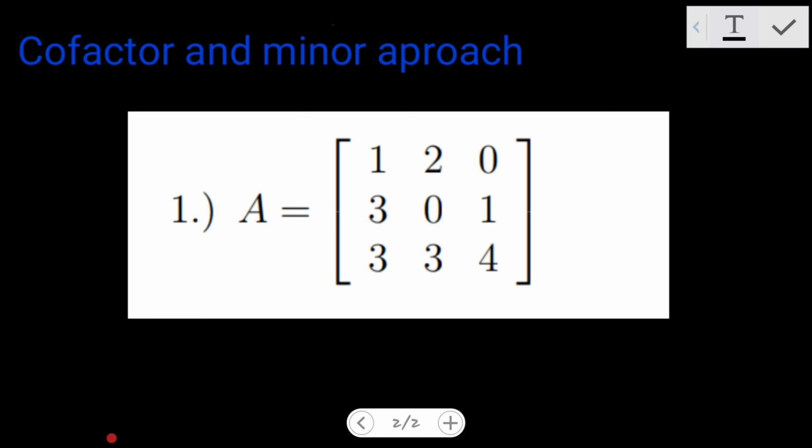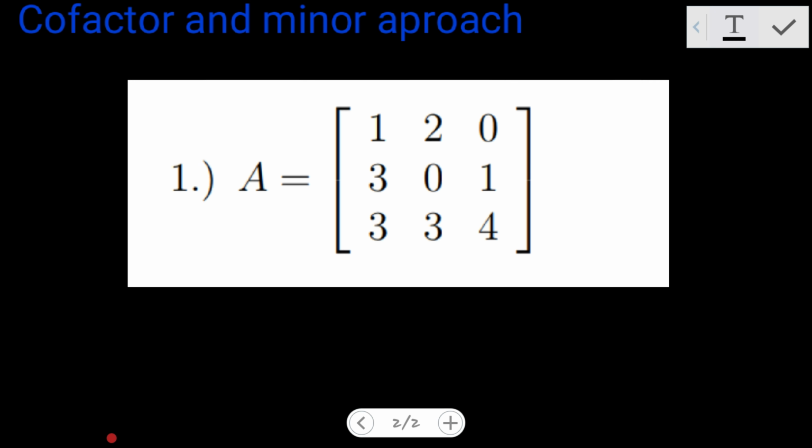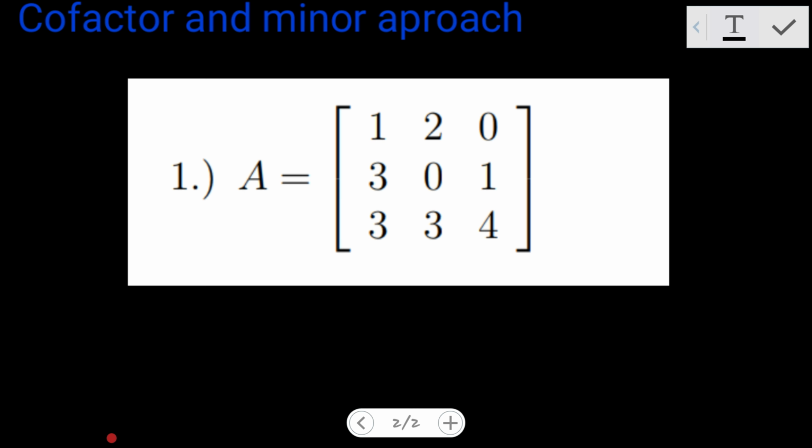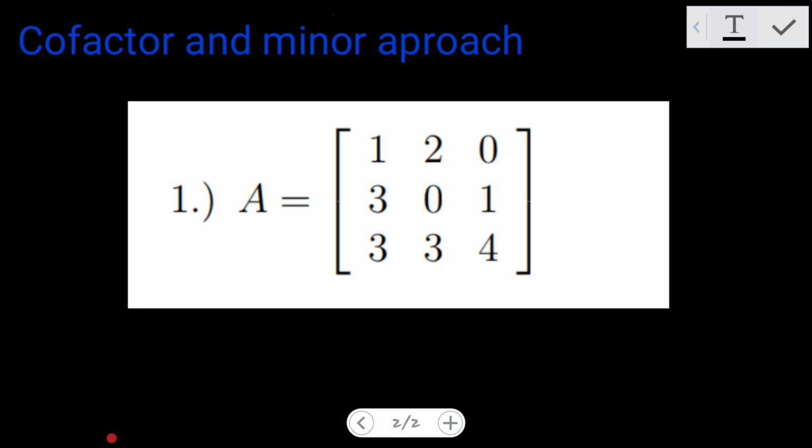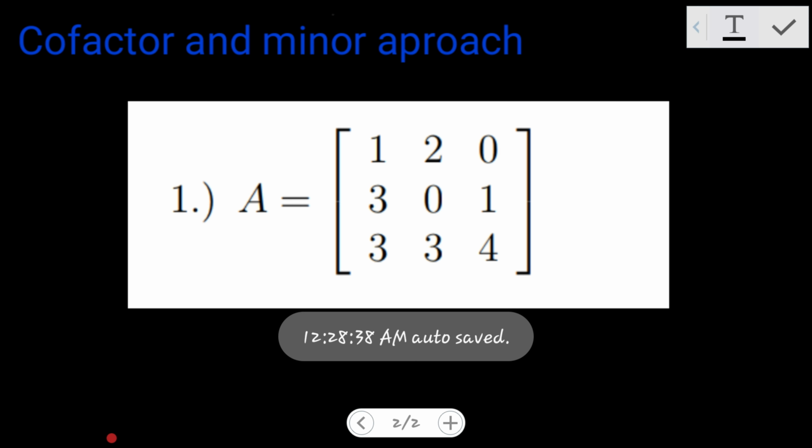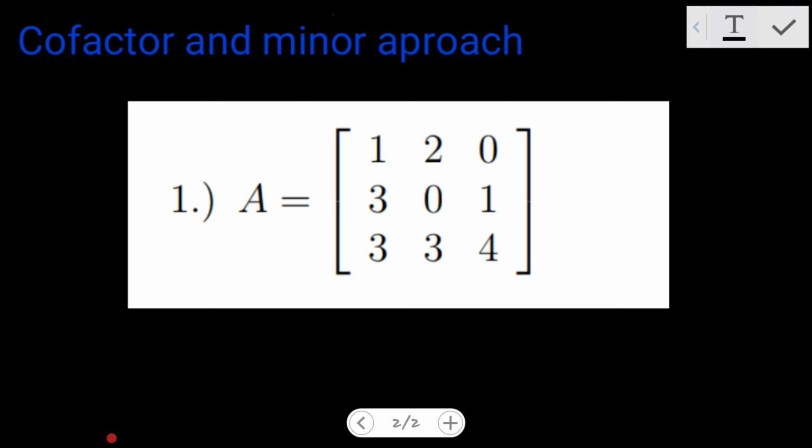With the cofactor and minor approach of determining the determinant of a matrix, we shall be determining the cofactors. At the same time, we shall be identifying the minors, and then we shall use this approach to determine the determinant of this matrix A. Now, if I am to determine the cofactors of this matrix, right?